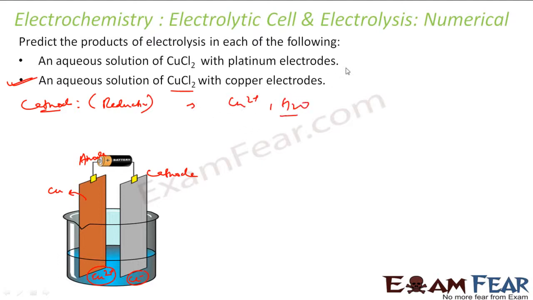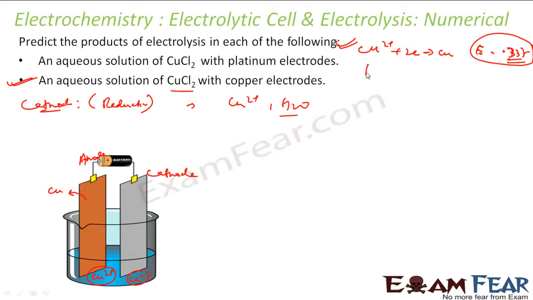So if you see this reaction, Cu2+ ion will take 2 electrons and will reduce to copper, and the E value is 0.7, sorry, it is 0.337. That means this much energy is liberated.